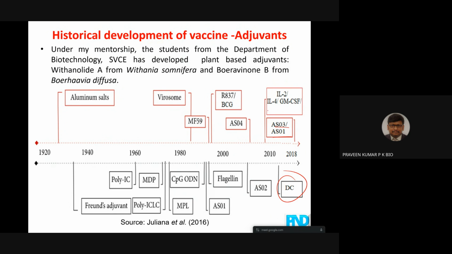In my lab, we worked on IL-2 adjuvant, IL-4 adjuvant, and GM-CSF as an adjuvant, that is granulocyte macrophage colony stimulating factor, interleukin 4. And we also worked on dendritic cells as an adjuvant. And we also tried plant-based compounds as an adjuvant. So whatever the recent trends and contemporary research on adjuvants, we also worked on in our institution.